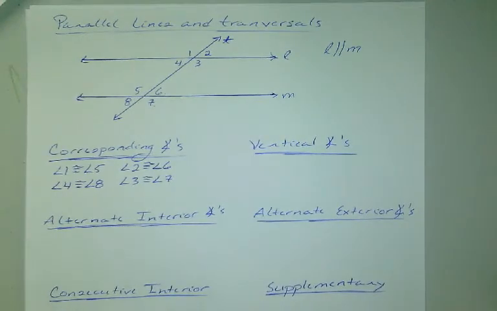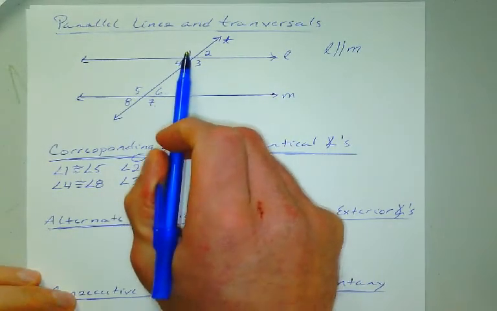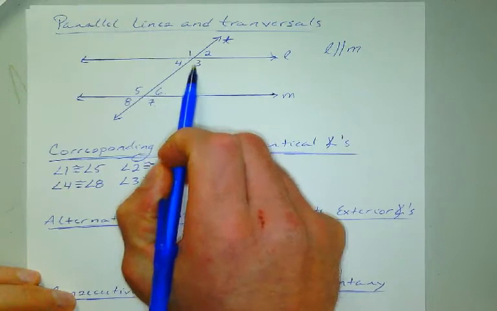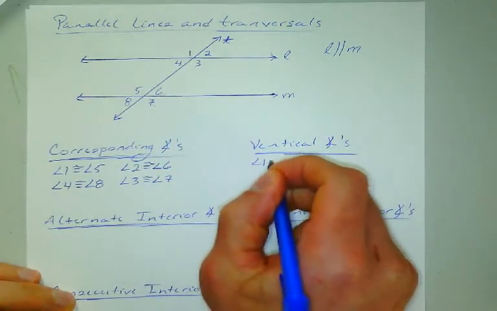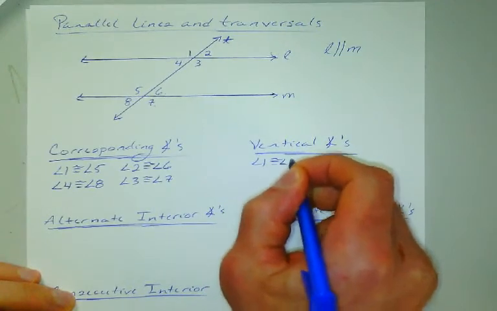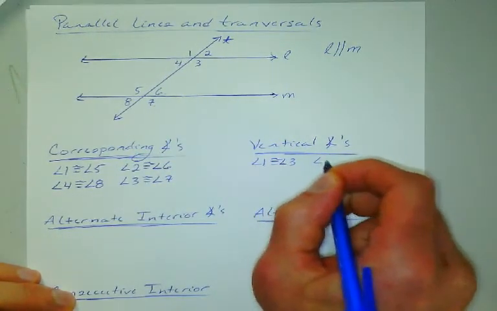All right, next relationship, vertical angles. Vertical angles are congruent, and they are formed when 2 lines intersect and they're across from each other. They form that X shape. So for instance, angle 1 and angle 3 are vertical. All right, they form an X. They're on opposite sides of the X. So angle 1 is congruent to angle 3. Angle 2 is vertical to angle 4.